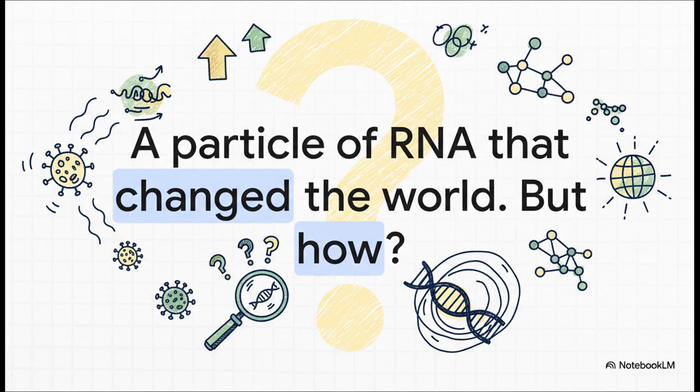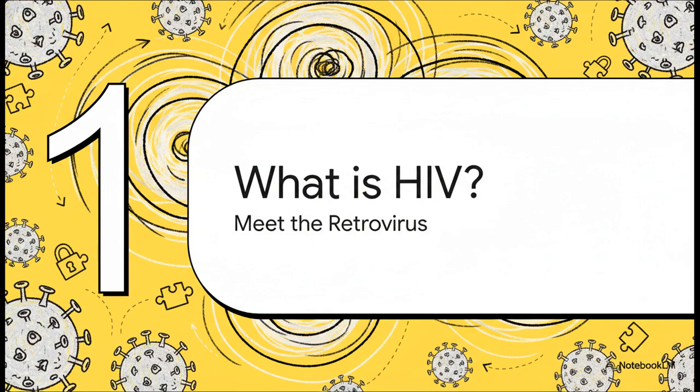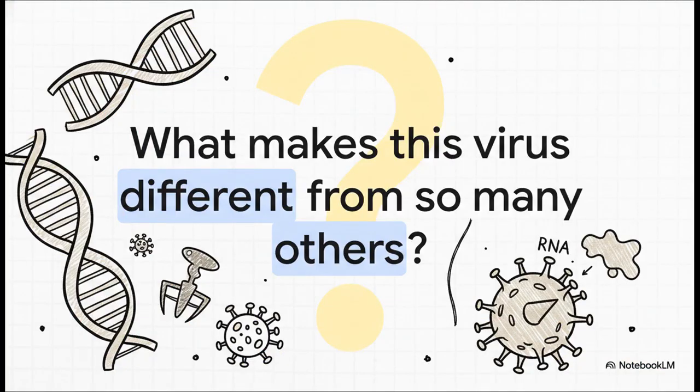Let's break it down. So, first things first, what is HIV really? To understand how it works, we have to get to know its fundamental nature. At its heart, it's part of a very unique and, honestly, a very clever family of viruses. So what's the big deal? I mean, there are tons of viruses out there. What sets this one apart? Well, to get that, you have to look at its genetic instruction manual. See, unlike a lot of viruses that use DNA, HIV plays a totally different game.